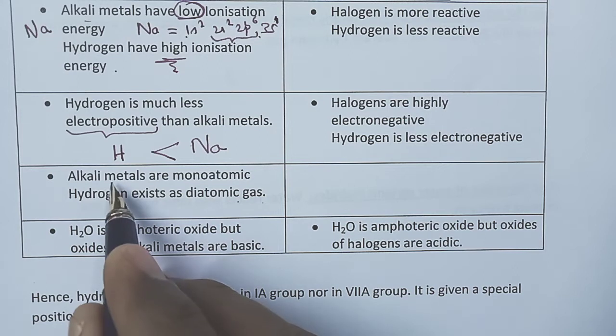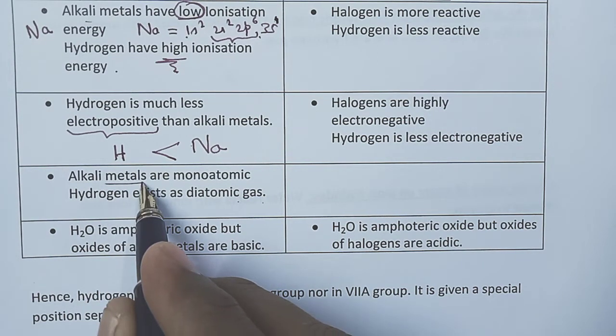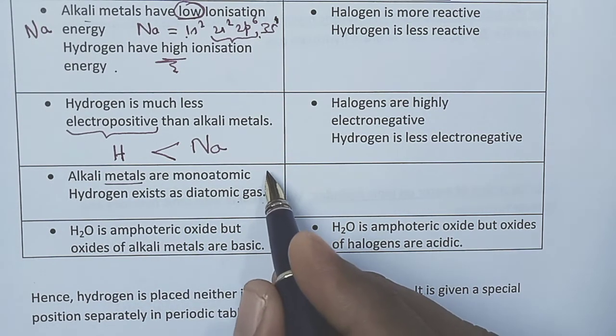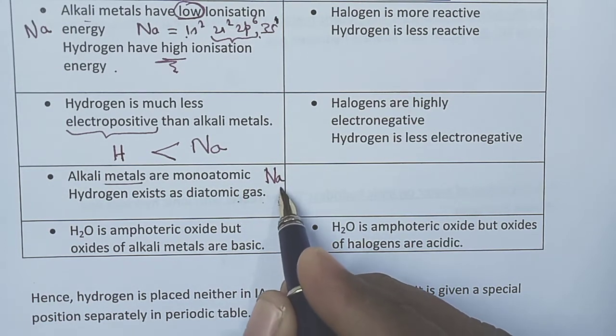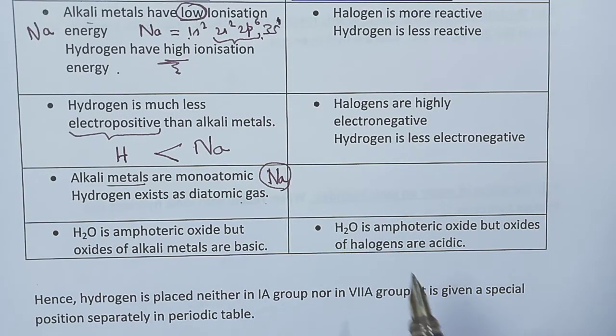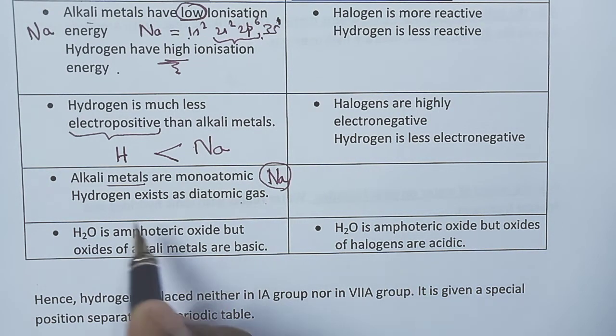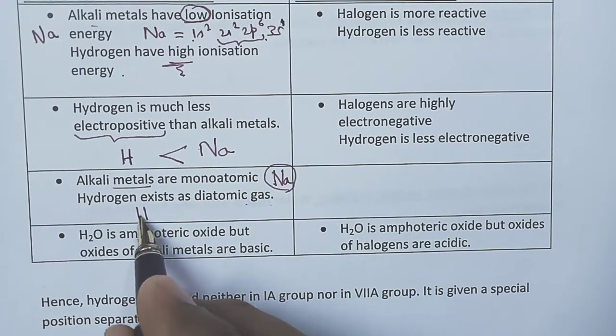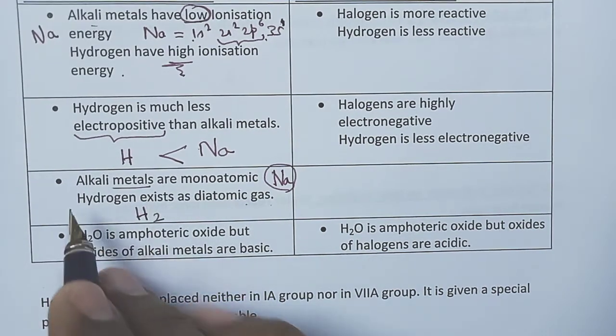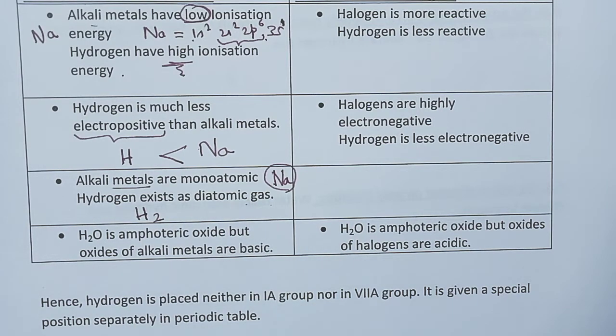We know that alkali metals are solids. You know that in metals the atoms are present with metallic bonds. So we consider metals as monoatomic; the constituent particles are atoms. But in hydrogen, the constituent particles are molecules. What are they? H2 molecules. So hydrogen exists as diatomic gas.